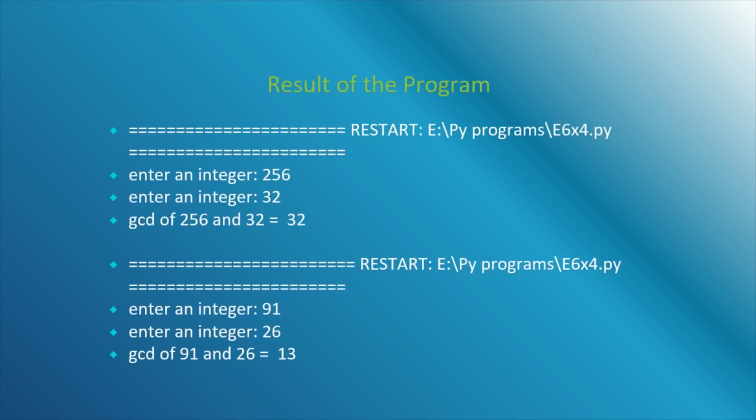The results of the program when executed twice is shown in the slide. Note GCD of 256 and 32 equals 32. GCD of 91 and 26 equals 13.